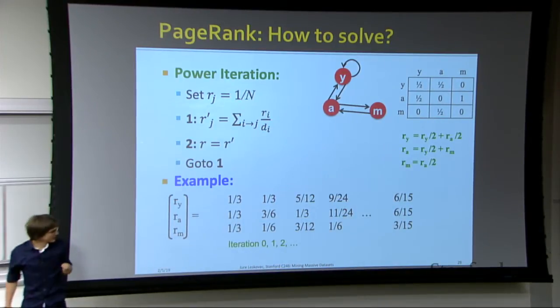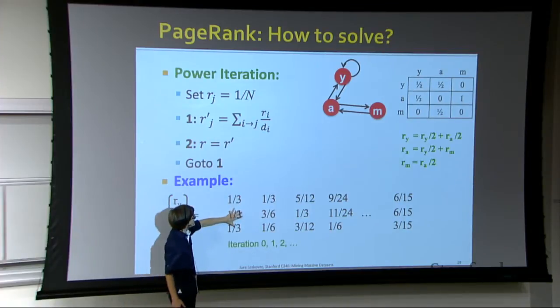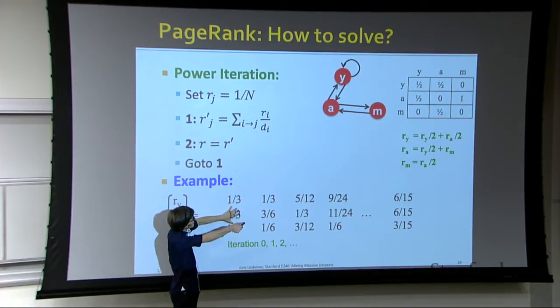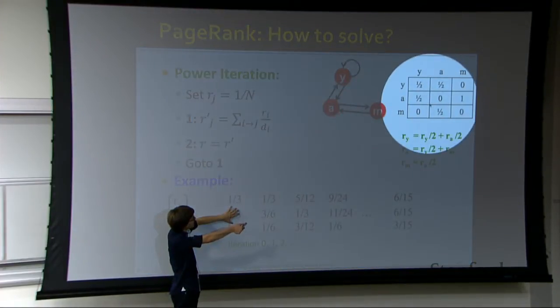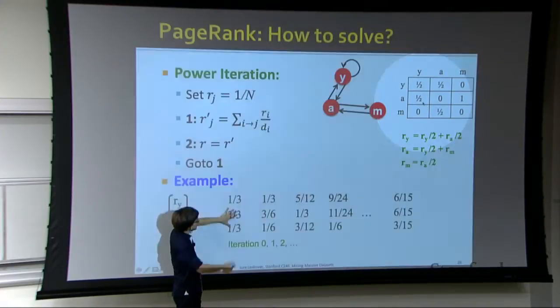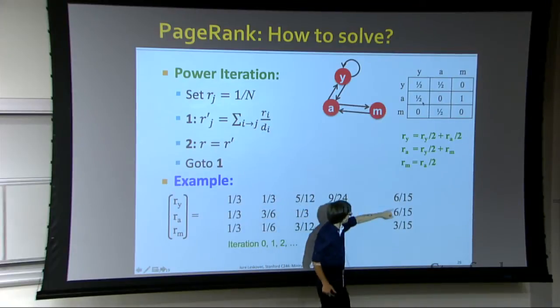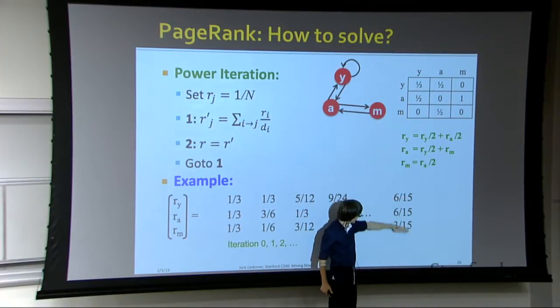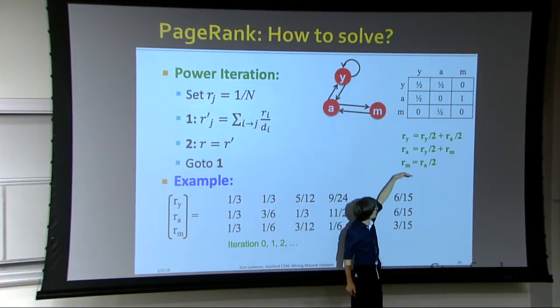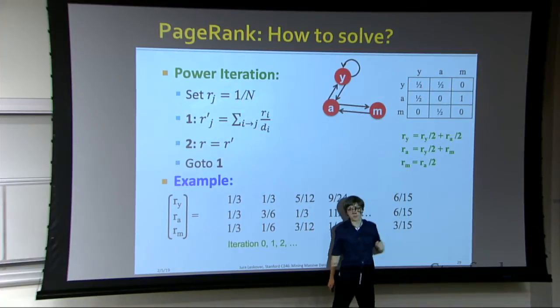So this power iteration, where I just start with this vector and repeatedly multiply it with my matrix M up here, will converge to something stationary. It means it will stop changing. And here is this converging vector. And this converging vector is exactly the solution to this system of equations.